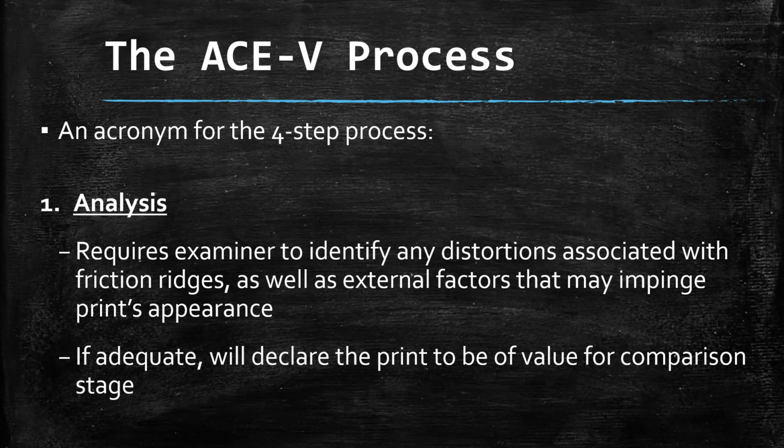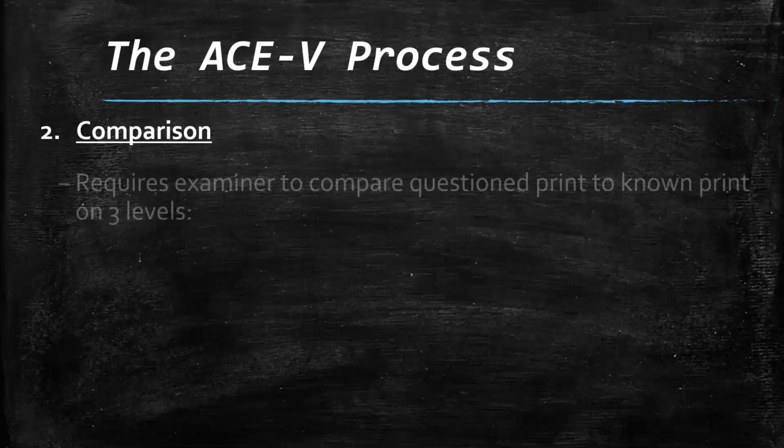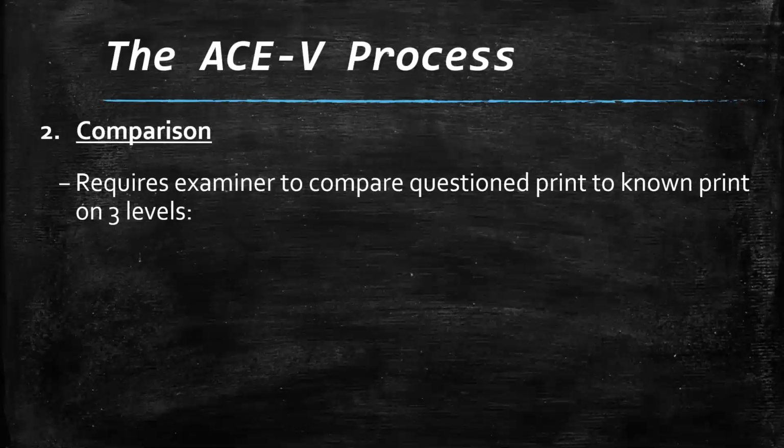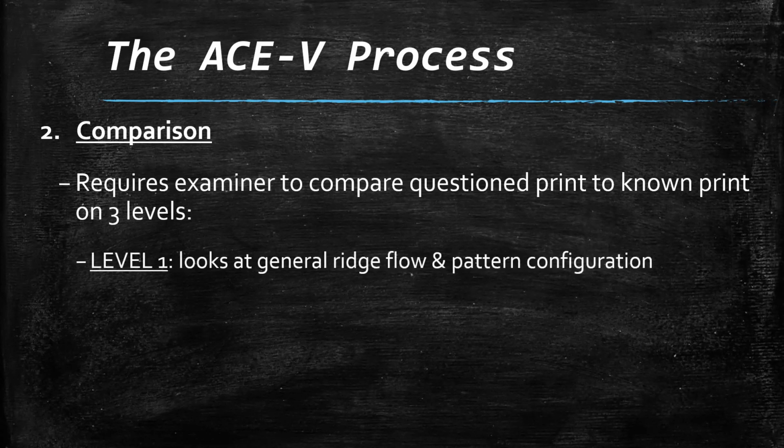If yes, it is an adequate fingerprint, it will be sent to the next stage, which is the C stage. C stands for comparison. Comparison requires 3 different levels. So level 1, the examiner is going to look at the general ridge flow and the general pattern. So for example, say it's a loop and you have all whorls. The fingerprint examiner can say, well, it can't be from your hands because you don't have a loop. You have all whorls.